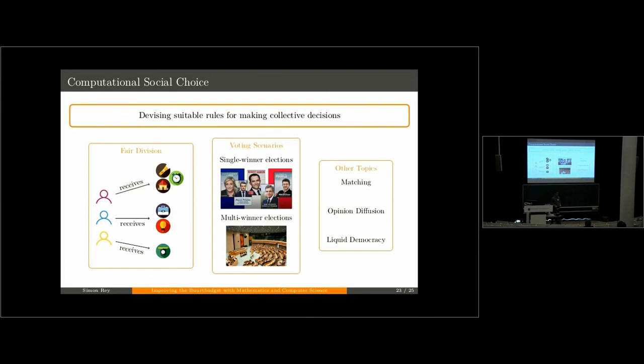Liquid democracy, going back to these voting settings, where you can allow someone to vote for you. What does that change? Is it nice? Is it not? These kinds of questions. Those are general topics of the field.